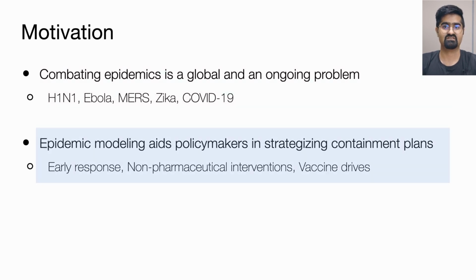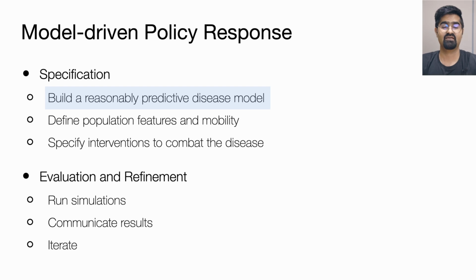Modeling epidemics and simulating various intervention scenarios enables policymakers to assess the impact of their policies, allowing them to plan appropriate response strategies. The first step in a model-driven policy response process is building a reasonably predictive disease model. As policies usually target specific segments of a population, such as children, seniors, essential or non-essential workers, the demographic properties of each group have to be defined.